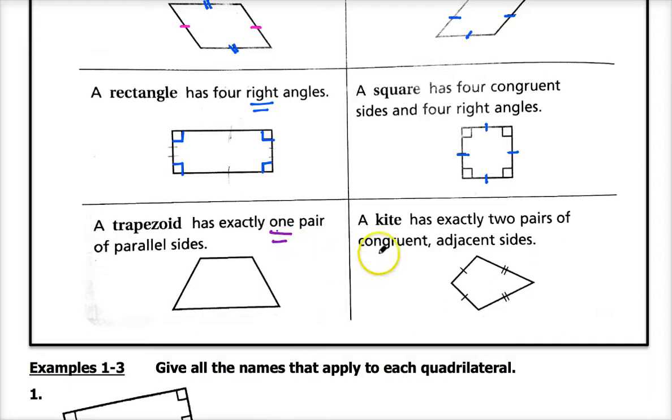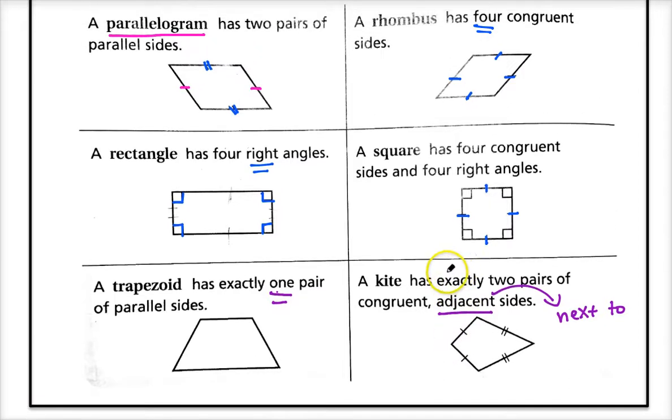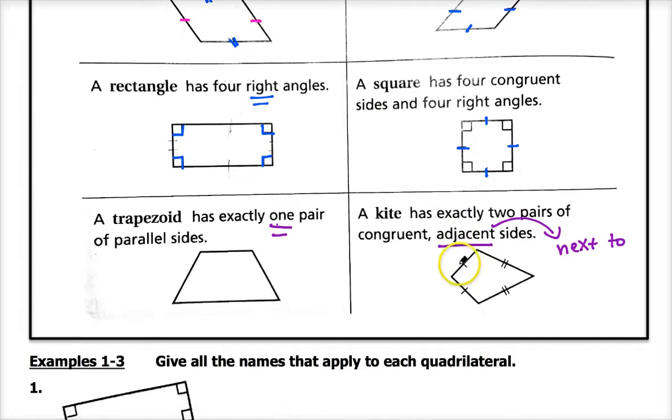And then finally, we have what's called a kite. A kite has exactly 2 pairs of congruent adjacent sides. And adjacent, for those of you who don't know that word, just means next to. So a kite is different from a parallelogram because in a parallelogram the opposite sides are parallel, but in a kite this side is congruent to the side next to it, as is this side. It's congruent to the side next to it.